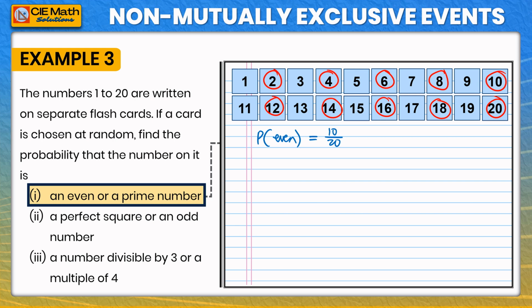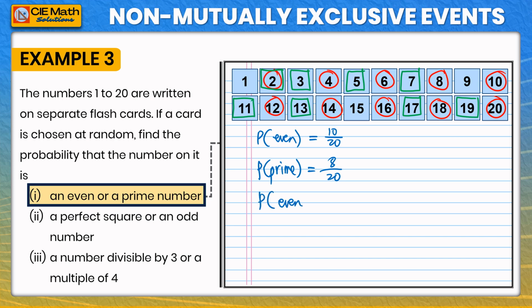The next event is getting a prime number. So if we will be getting a prime number, let's encircle them. The first prime is 2, the second prime is 3, then we have 5, then we have 7, we have 11, we have 13, we have 17, and we have 19. So the probability then of getting a prime number is 8 over 20.